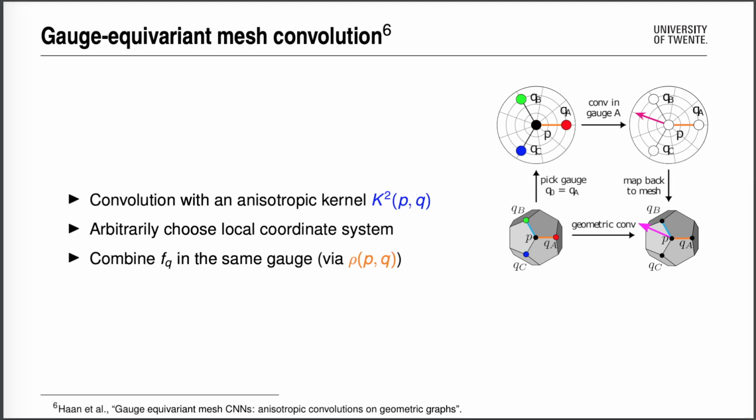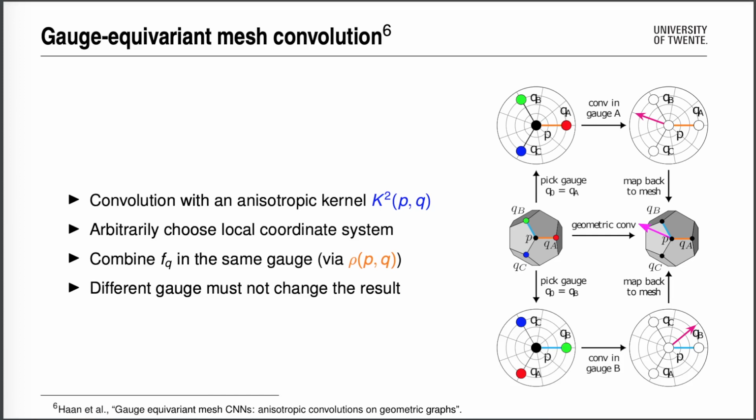The convolution is then computed by linear combination of the signals f in this gauge, where ρ prepares the signals for combination by expressing them in the same gauge. Finally, the result must be mapped back to the mesh to update the vertex signal at P. The choice of gauge was entirely arbitrary here, so we require the convolution operator to yield the same result no matter the gauge. This can be achieved by designing the convolution to be gauge equivariant.